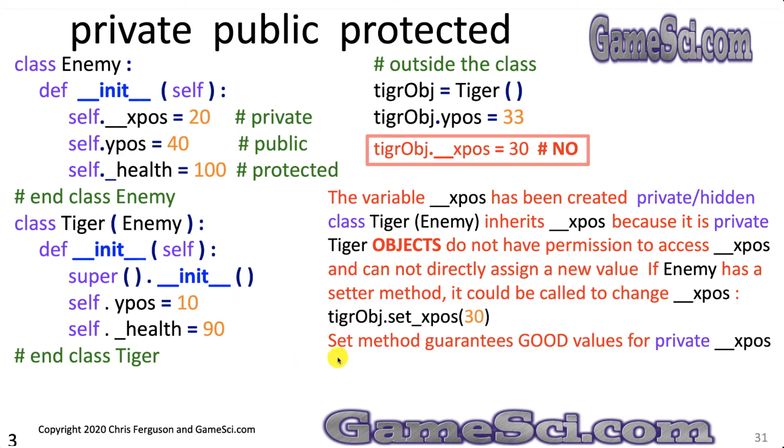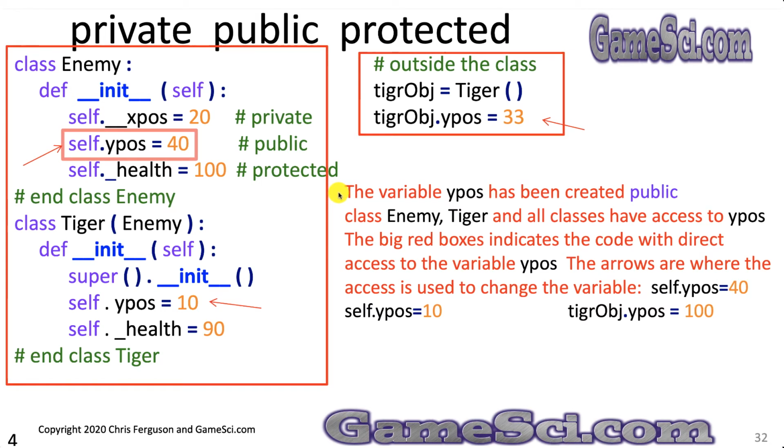This is important to do it this way because set methods can guarantee good values for the private or hidden __xpos variable. One of the big advantages of hidden variables and using set methods is you can protect from bad values being assigned to your variable. X position might have a fixed set range between 0 and 100, and any value outside that range is bad. If you force the user to call a set method, you can verify that the value passed to be set to the object variable is good.